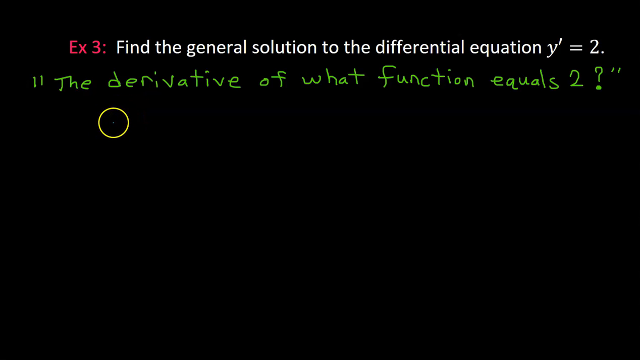So in this case, it's pretty simple, that it won't take too much thought. The derivative of what function equals 2? Well, of course, that would be 2x. If we take the derivative of 2x, that's going to give us 2. We just need to add the constant of integration so we have the general solution to this differential equation.